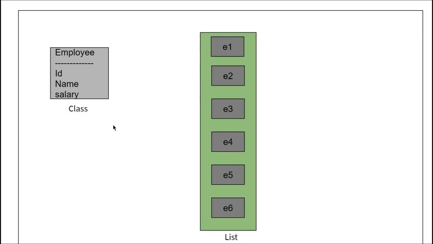In the last video we saw how to sort a list with primitive data types. In this video, we'll see how to sort a list when the list contains object data types.